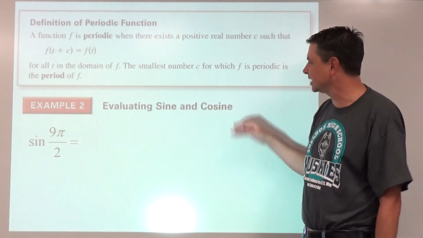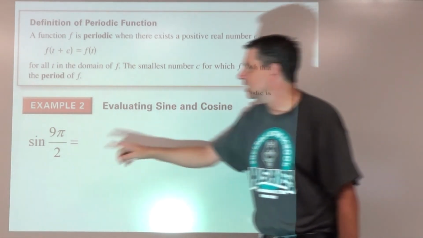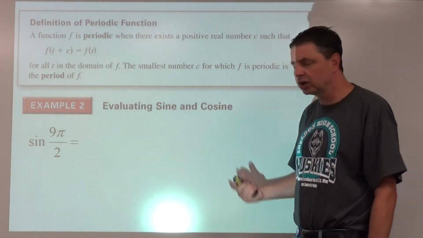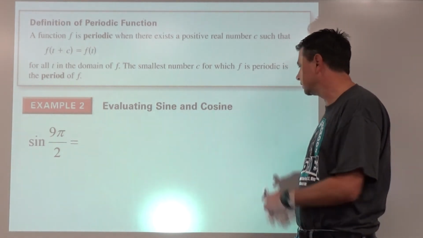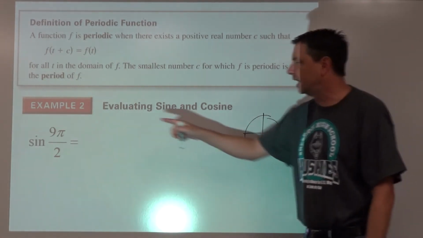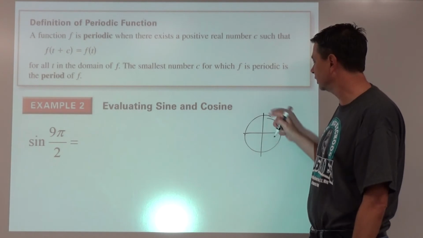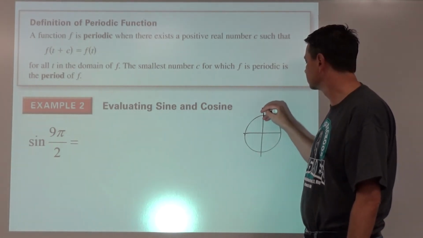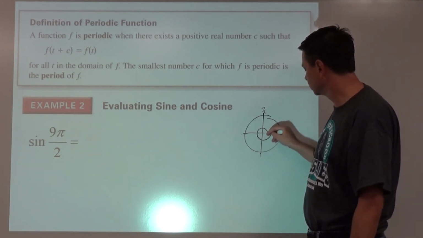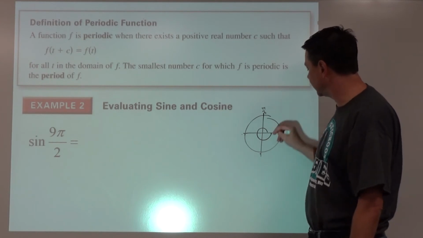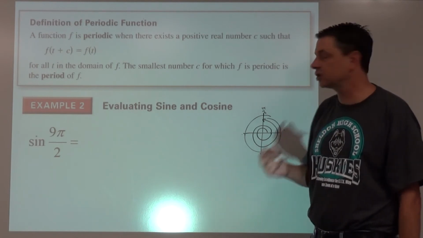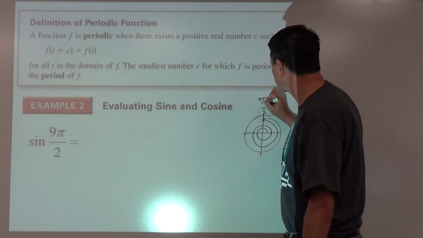So example number 2, evaluating the sine of 9 pi over 2. It's not really one we're real familiar with. We could count our way around and look at that. Remember, the pi over 2's are just all of the quadrant angles. 1 pi over 2, 2 pi over 2, 3 pi over 2, 4 pi over 2, 5, 6, 7, 8, 9. Takes us right back to there. So pi over 2 is coterminal with 9 pi over 2.